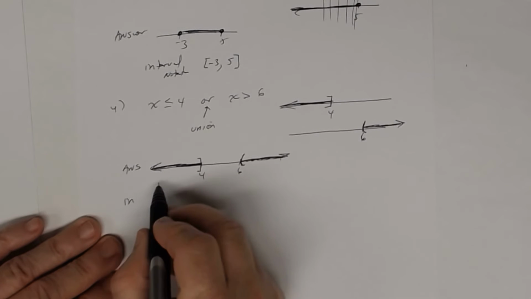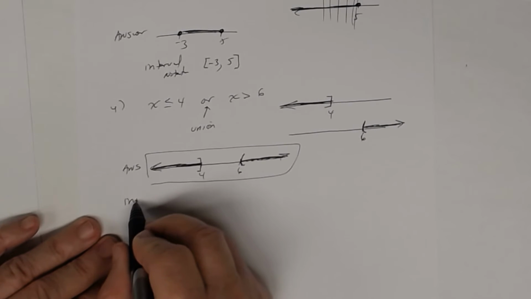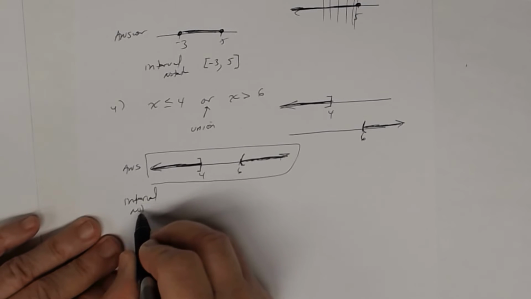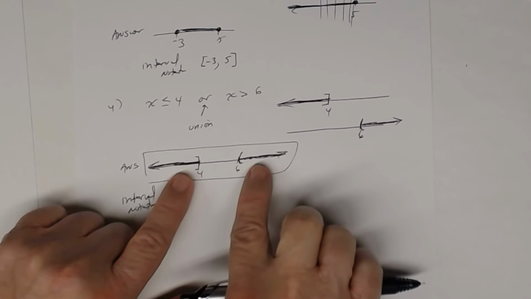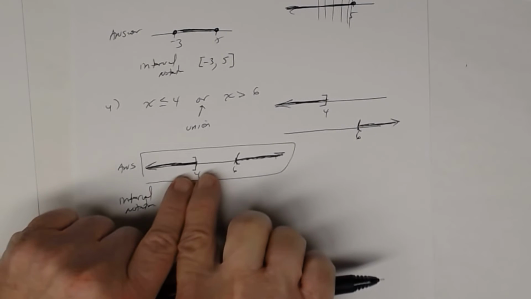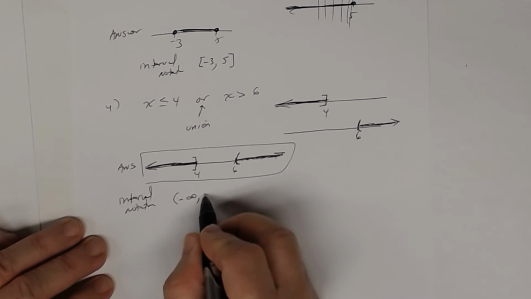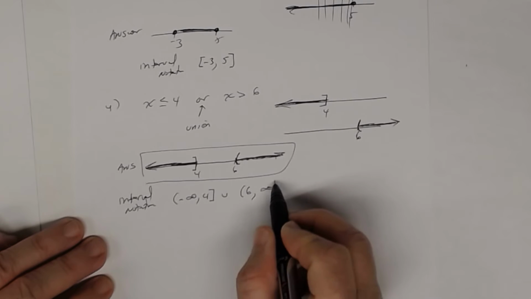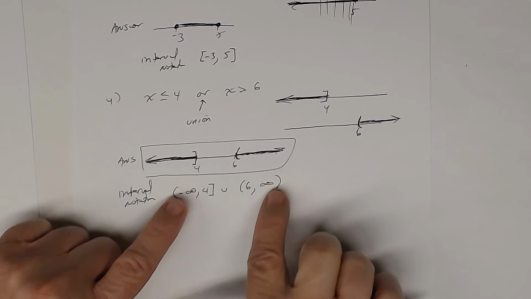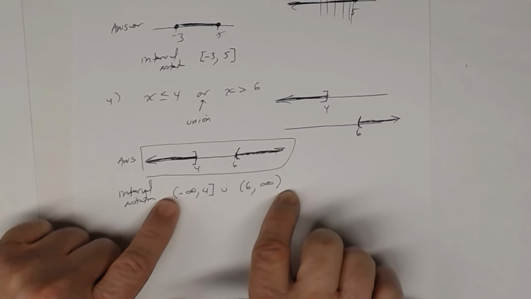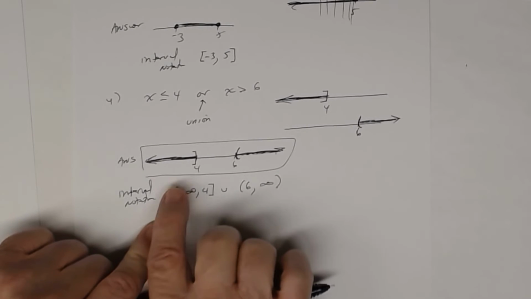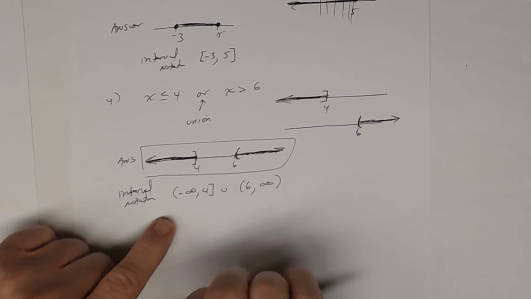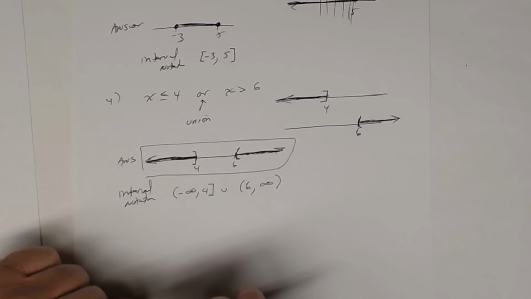Now that's the answer in terms of a graph, right? In terms of interval notation, now notice, you have two intervals right here. So you're going to say -infinity to 4 with a bracket, union, and then parentheses 6 to infinity, parentheses. So whenever you deal with infinity, negative infinity, you always put parentheses. That's important to remember. Don't put brackets here. Never put brackets with infinity and negative infinity. All right, that's number 4. It's not difficult, right? Fairly simple process to deal with.